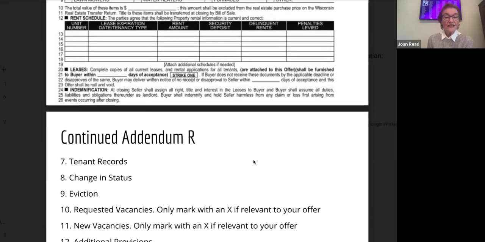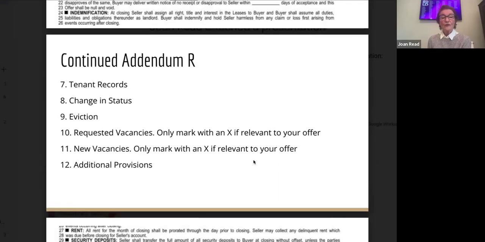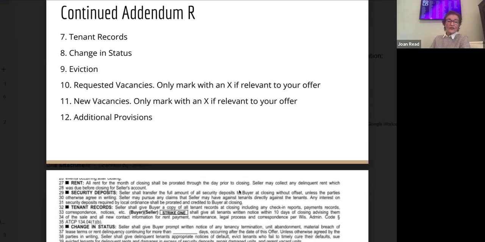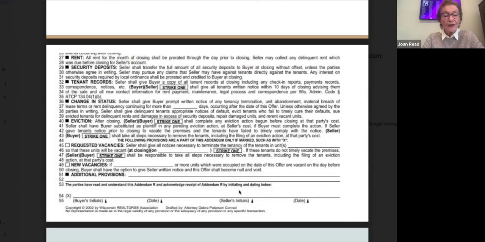So on the next page of addendum R, this is where there'll be tenant records, any change in status, eviction, what happens, requested vacancies. Only mark with an X if it's relevant to your offer. So if you're writing an offer and you want a tenant out by a certain time, this is helpful for you. New vacancies, only mark with an X if relevant to your offer, and then there's a section of additional provisions. So this is what it looks like in the addendum R.